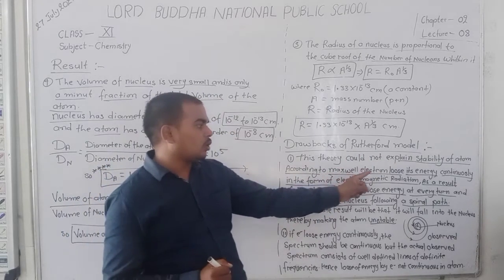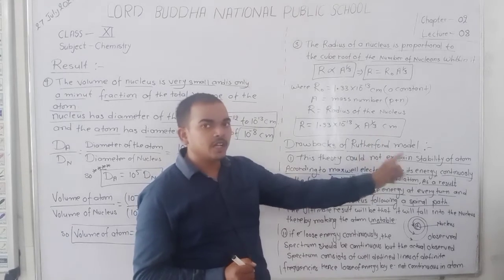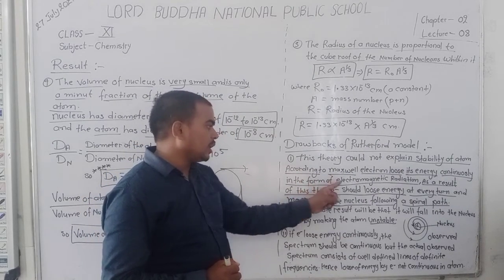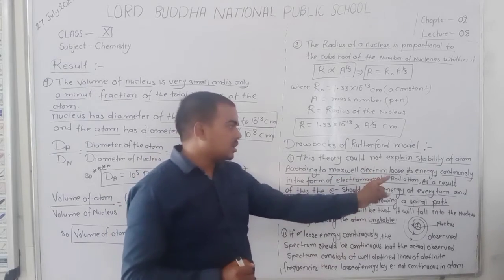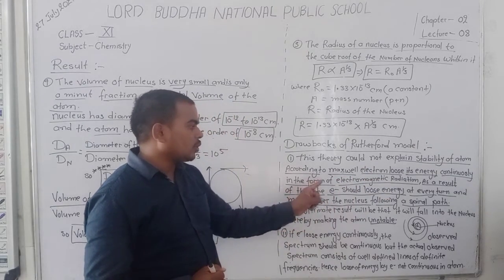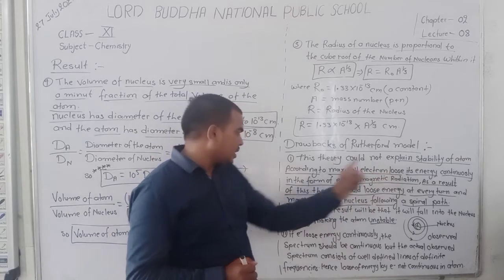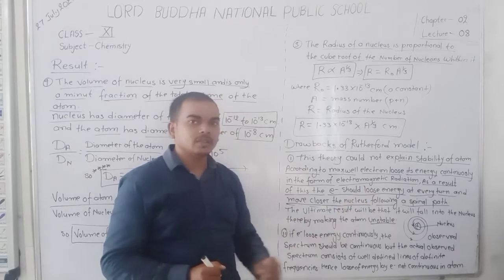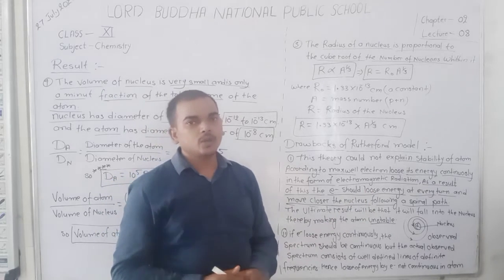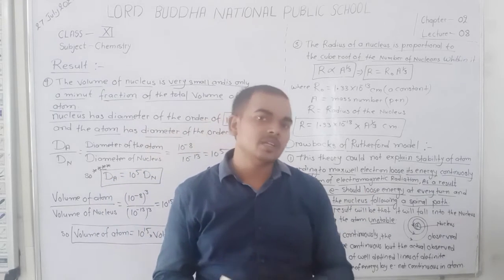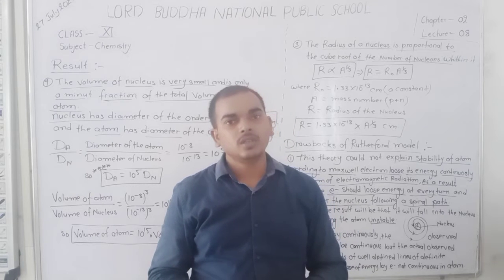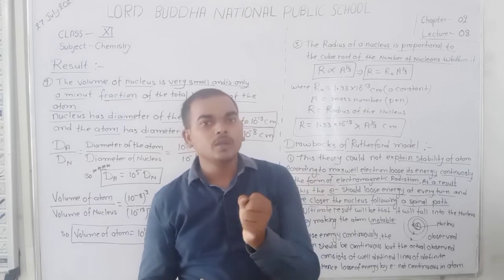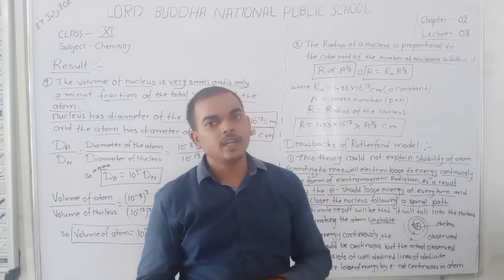According to Maxwell, an electron loses its energy continuously in the form of electromagnetic radiation. As a result of this, electrons should lose energy at every turn and move closer to the nucleus following a spiral path. Dear student, if electrons lose their energy at every turn, they go closer to the nucleus following a spiral path.